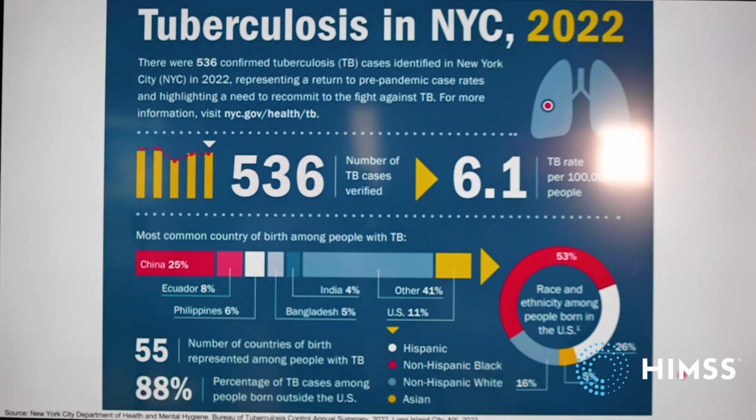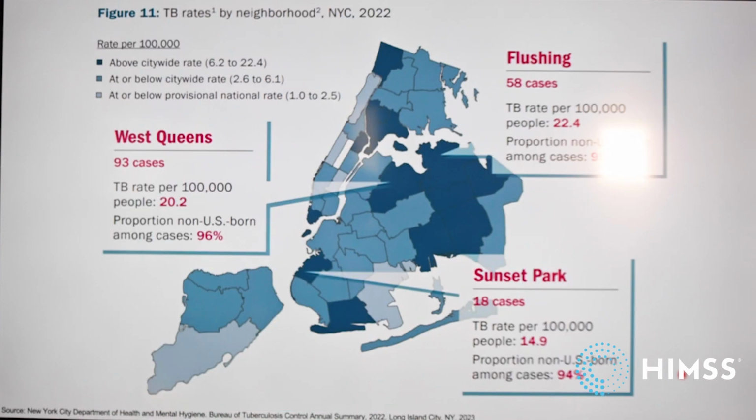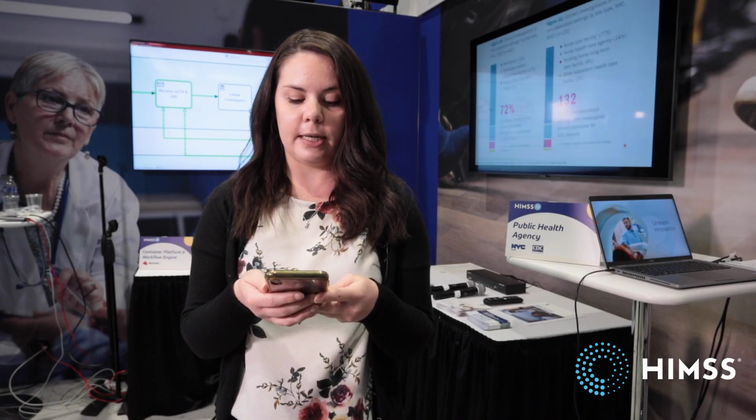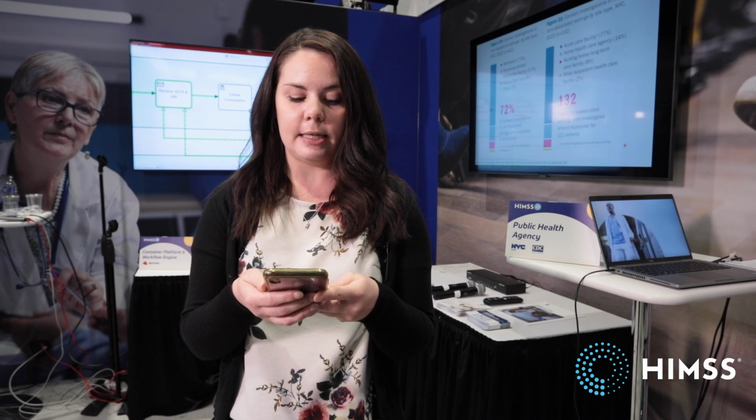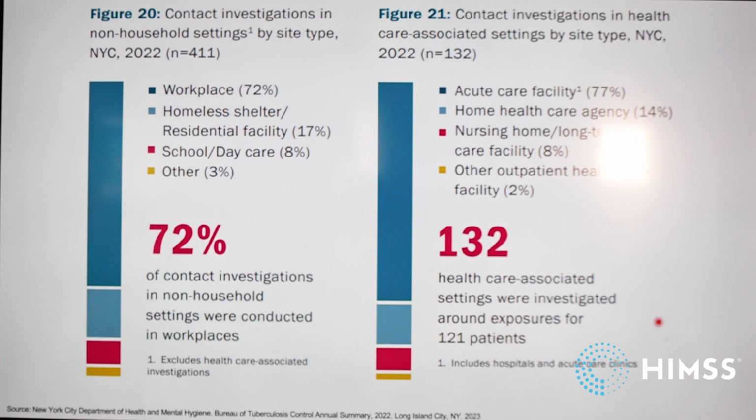Ultimately, data reported via ECR contributes to our efforts to detect and prevent TB transmission and reduce disease burden in New York City. Complete and timely case reports allow us to identify citywide transmission rates of TB in New York City and to better understand inequities in disease transmission. Detailed case reports can allow investigators to quickly identify the need for contact investigations in non-household and healthcare settings. In 2022, New York City conducted 132 investigations in healthcare-associated settings.